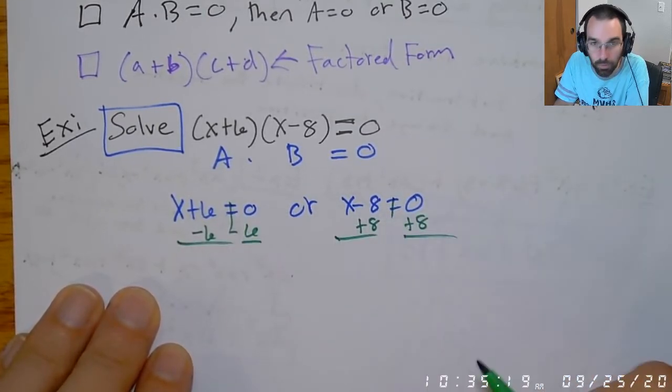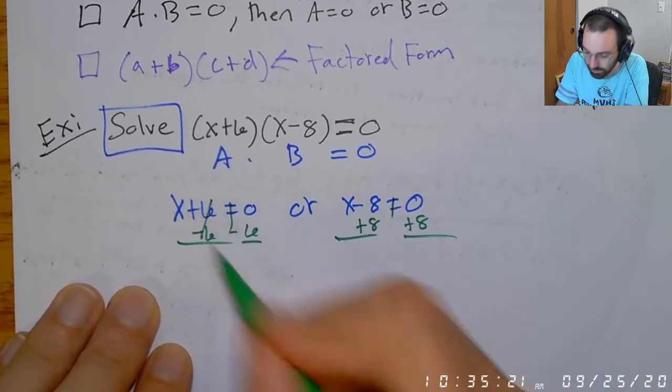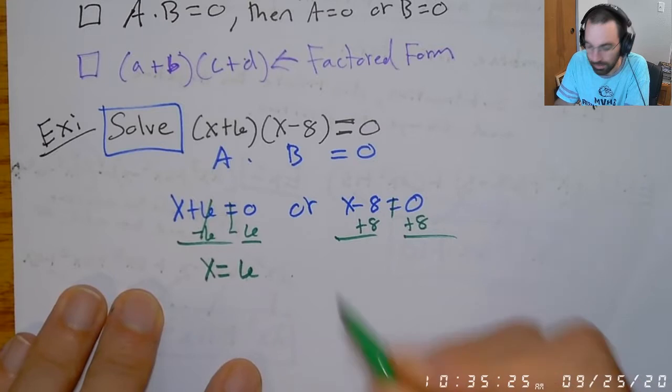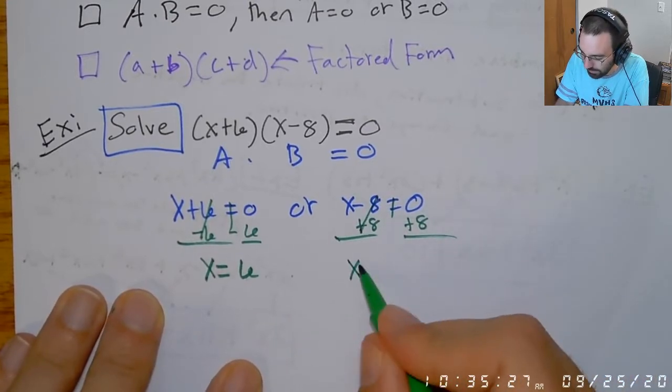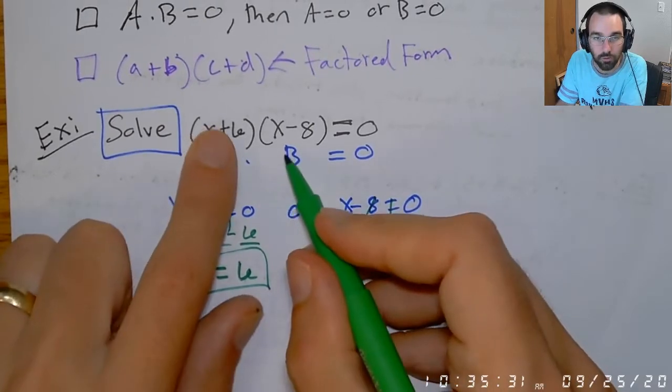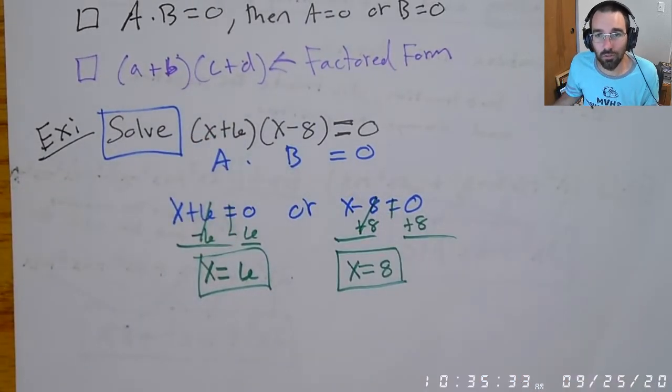I like to set up both problems at once. So I subtract 6 here. I get x equals negative 6. I add 8 here. I get x equals 8. Okay? And if you have 2 factors, you're going to have 2 answers, right? If you had 3 factors, you'd have 3 answers, and that's how it goes, okay?